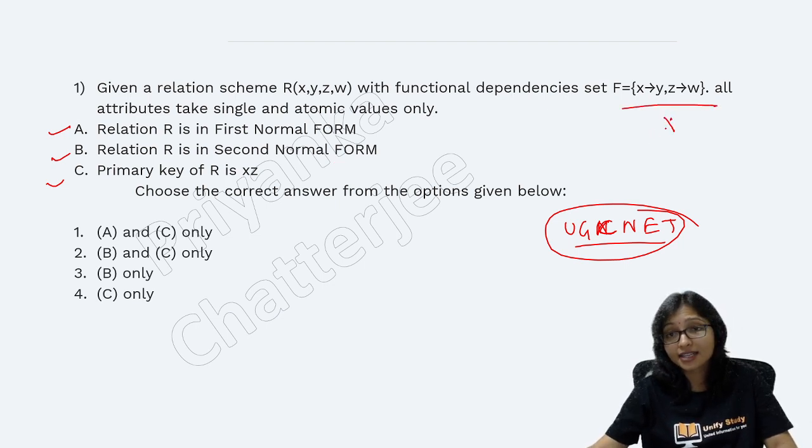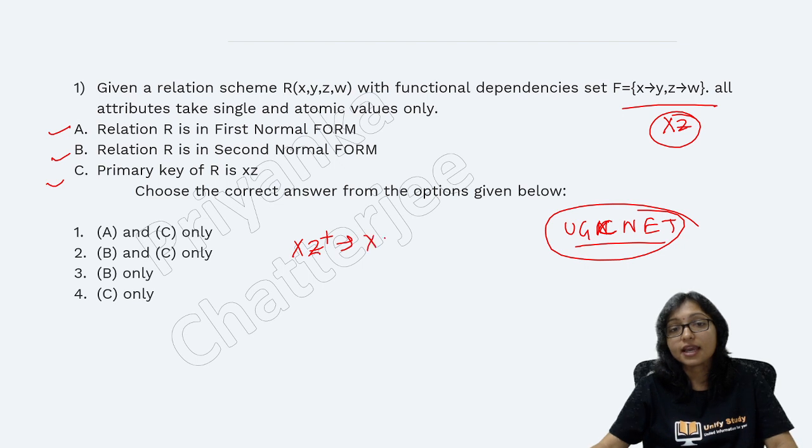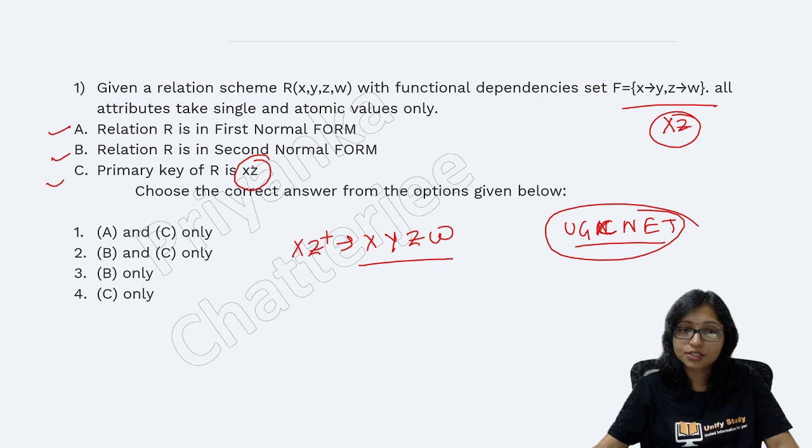On the right hand side, that is X and Z, and it has to be part of the candidate key. If I do XZ plus, then I can get X implies Y, and Z is there, Z implies W, so I can identify everyone. So definitely XZ is my candidate key. Now it is in which normal form? Which one is your candidate key?